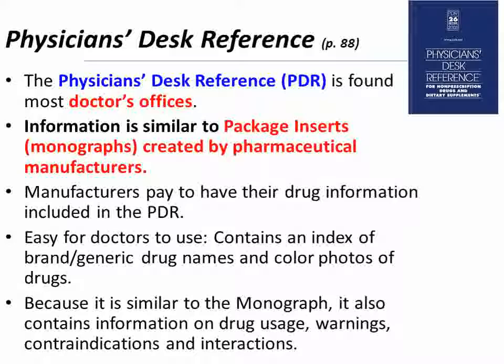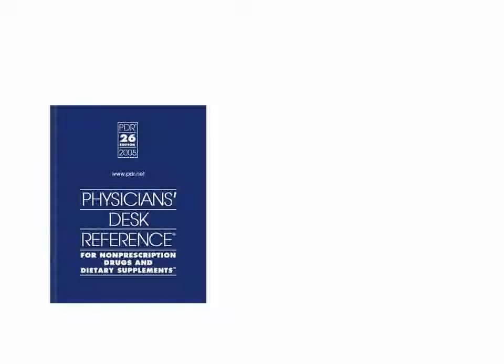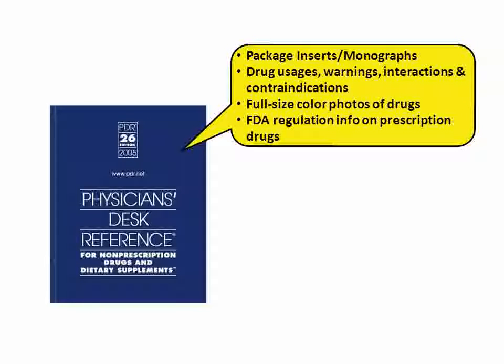Because it is very similar to the package insert or the monograph, it contains much of the same information that's found on a monograph. Information about drug usage, warnings, contraindications, and interactions. So the Physician's Desk Reference is found in a provider's office. It is comprised of the package inserts and monographs that are published by a pharmaceutical company. It includes the drug usages, warnings, interactions, and contraindications of the drugs. It's easy to use with its index of brand and generic drug names and the full-size color photos of the drugs that are included. It basically gives FDA regulation information on prescription drugs.